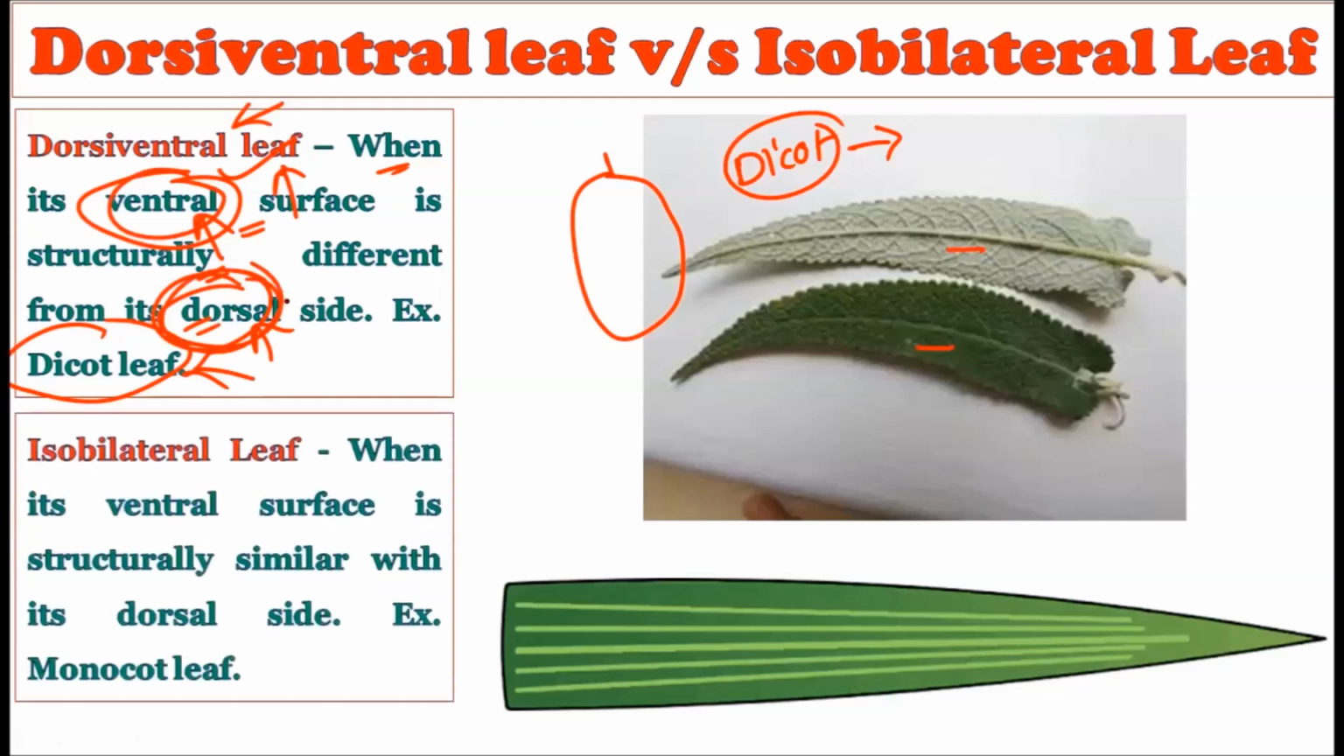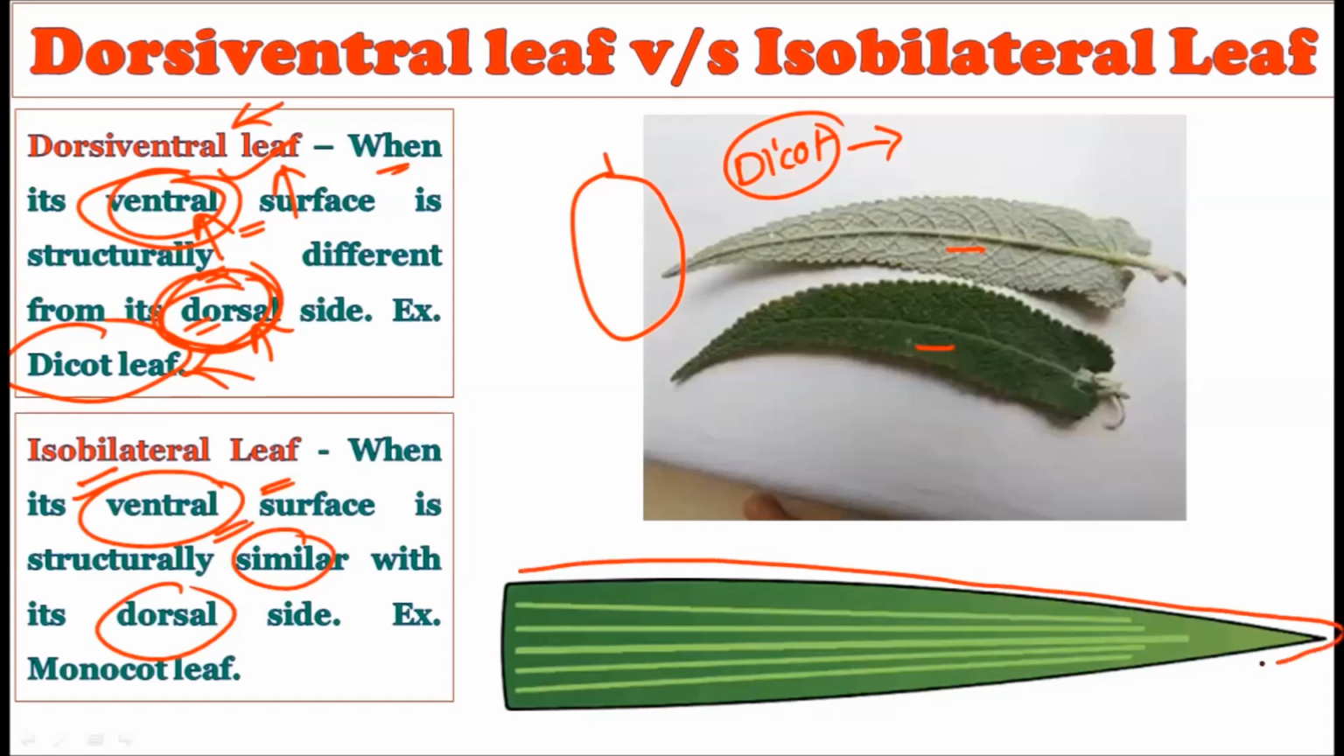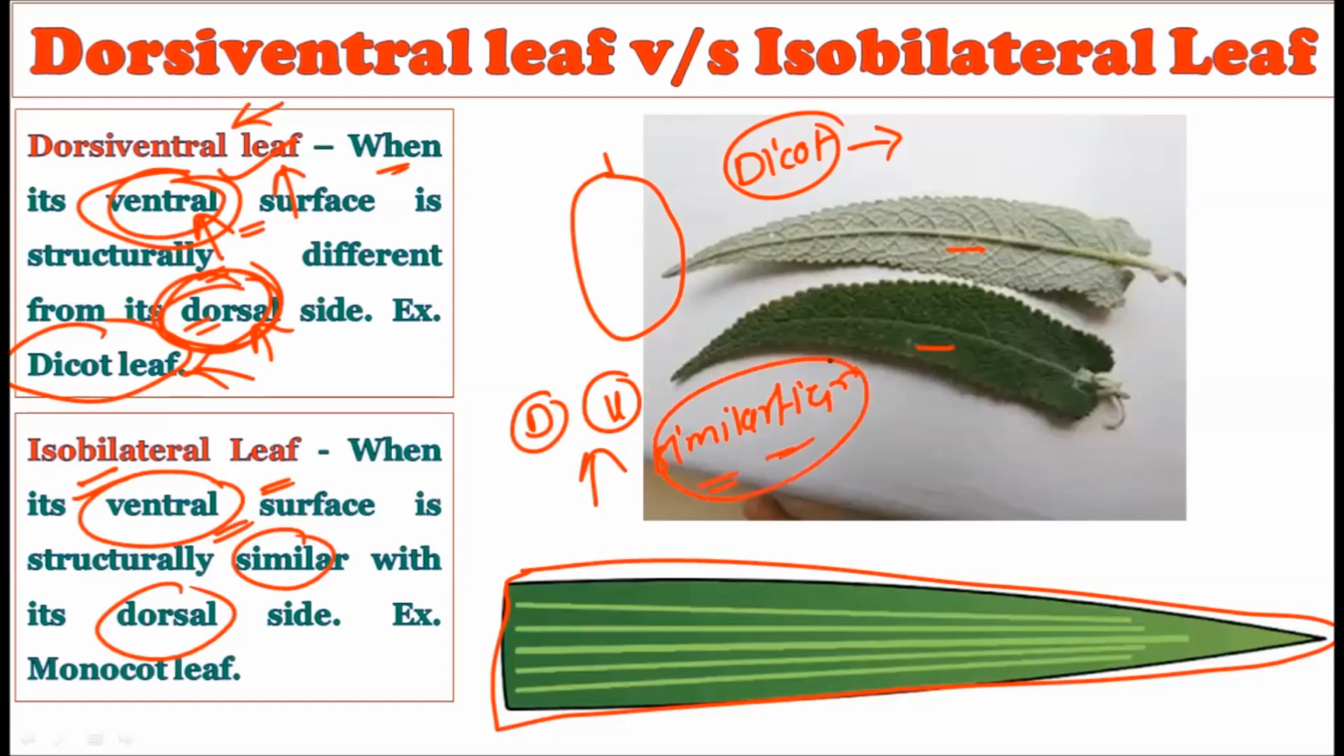While on the other hand, when you consider the isobilateral leaf, its ventral surface is structurally quite similar to the dorsal surface. That is, if you consider the monocot leaf, for example the maize leaf, you will find its dorsal and ventral sides show similarities. By looking with the naked eye, you cannot distinguish between its ventral and dorsal side. In such a case, the leaf is called the isobilateral leaf, because the dorsal and ventral surfaces do not show much difference.